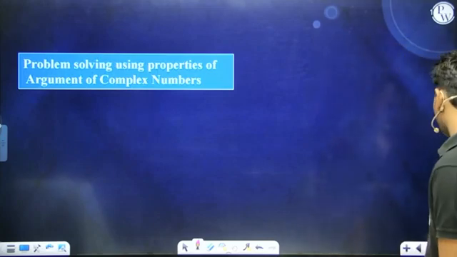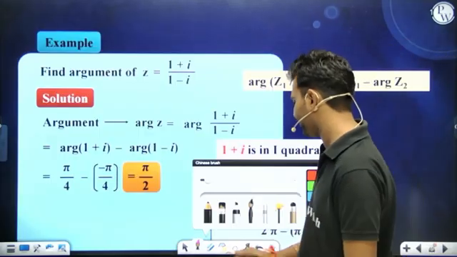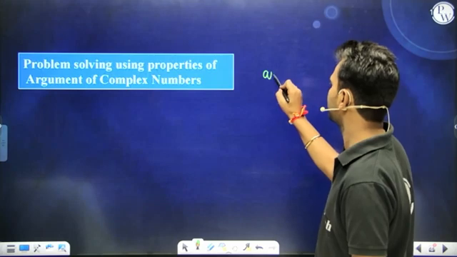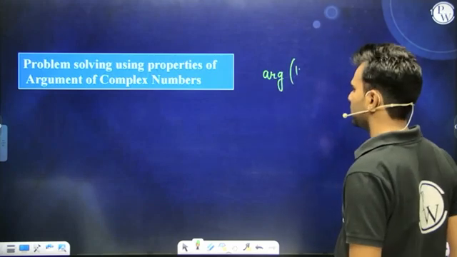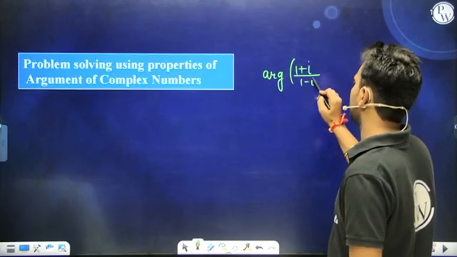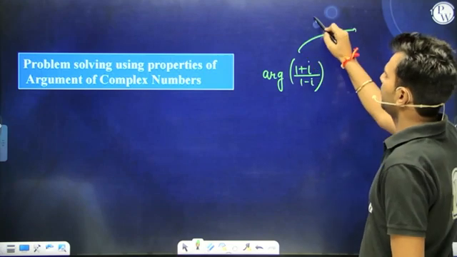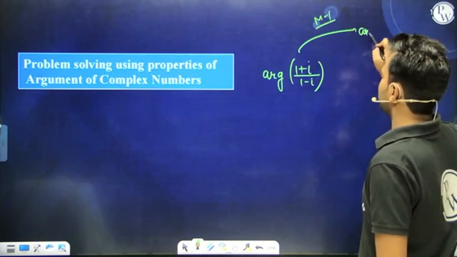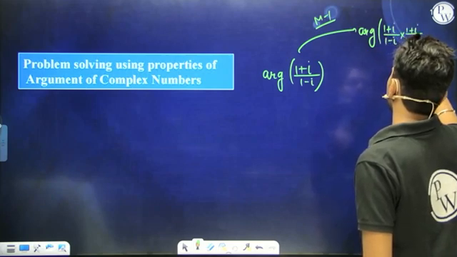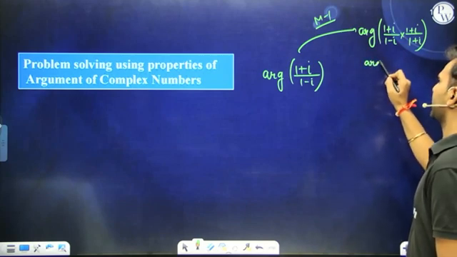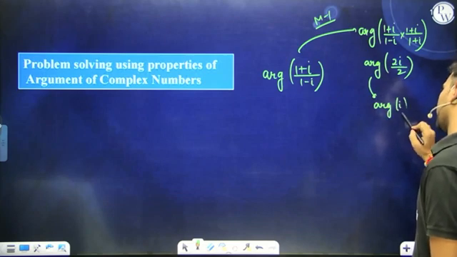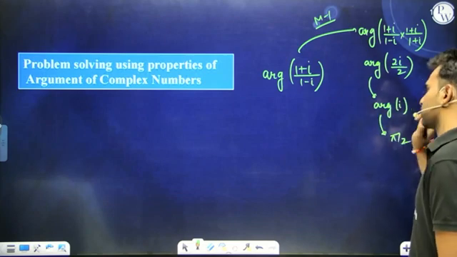Let's do some problems based on the properties of complex numbers to identify it better. Let's say I want to find out the argument of 1 plus iota upon 1 minus iota. Now one way is, Method 1, that we can first simplify this complex number. Multiply 1 plus iota in the numerator and in the denominator as well. Then this can be written as 2 iota upon 2, which is argument of iota. If you evaluate, you will come to know that it is pi by 2. So this is method number 1.